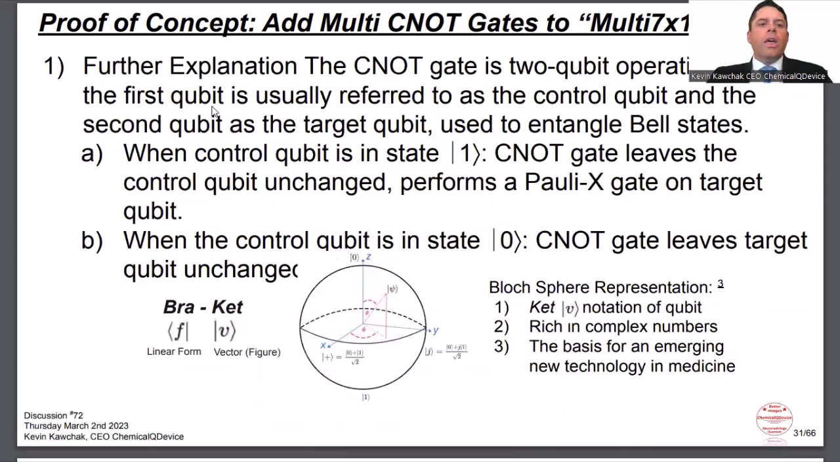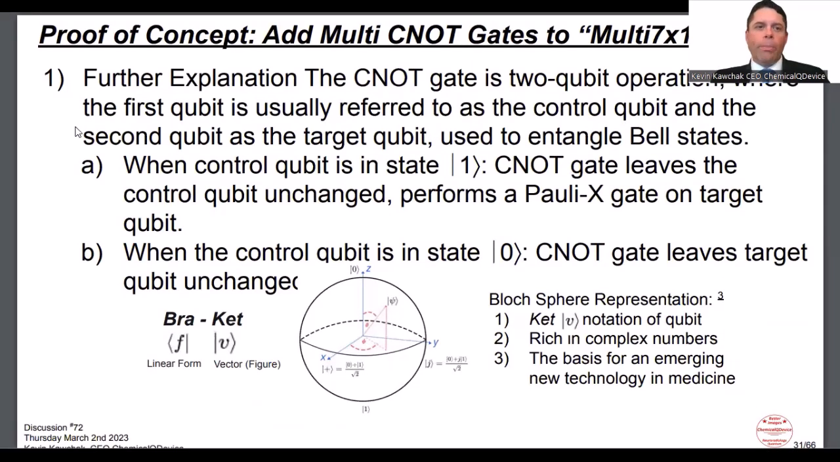So the CNOT gate is a 2-qubit operation, where the first qubit is usually referred to as the control qubit. One symbol looks like a little pin, and the other looks like a bigger cross. In the quantum realm, you have to know and memorize all this. When the control qubit is in the one state, the CNOT gate leaves the control qubit unchanged and performs a Pauli X gate on the target, and when the control qubit is in the initial state, you can see it on the Bloch sphere.